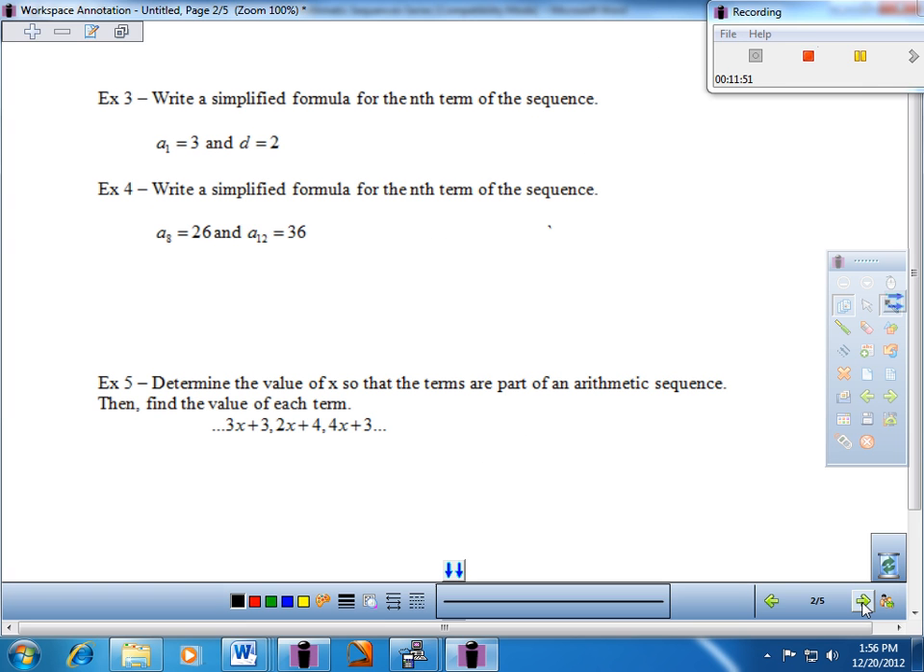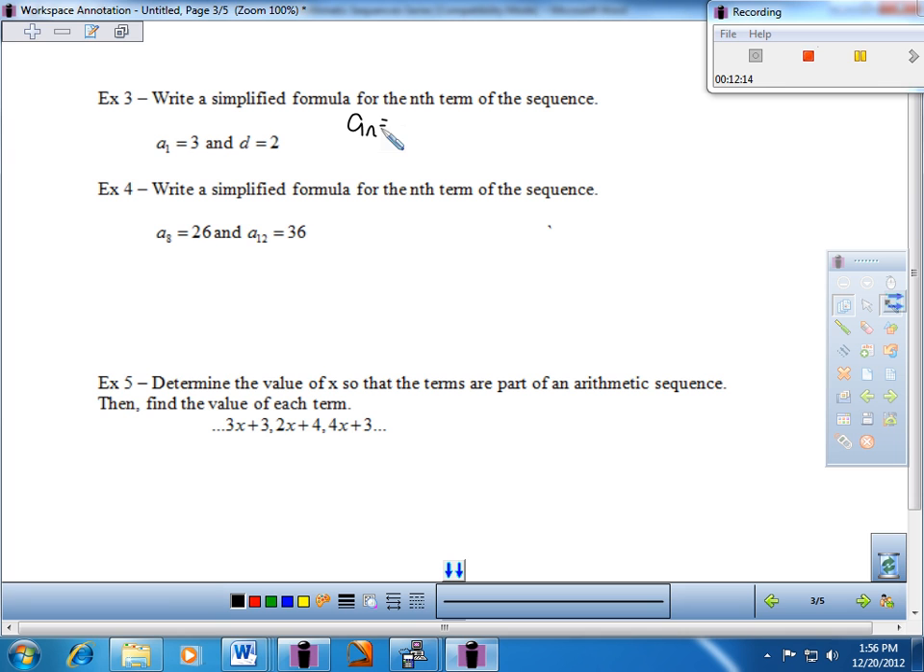All right, let's go to the next board. Okay, so 3 and 4 kind of go together here, and then 5 is a little added touch as well. So let's see example 3. It says write a simplified formula for the nth term of the sequence. And the good news is I gave you all the information you need. We're starting with 3, and I'm going up by 2's essentially. So let's get it started.